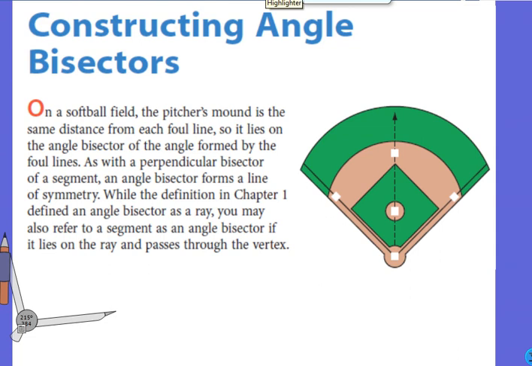is to think about a softball field or a baseball field and where the pitcher's mound is located. That pitcher's mound has to be the same distance from the foul line, and we've talked about how the distance from a point to a line is the perpendicular. So the same distance to the first base foul line as to the other one. So those distances have to be the same. Same thing with second base to first base and second base to third base. Those distances have to be the same. So you know that the pitcher's mound and second base are going to be on that angle bisector.